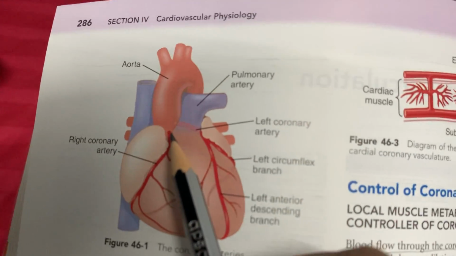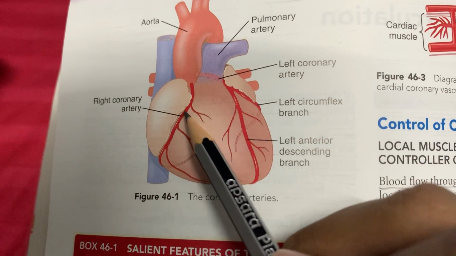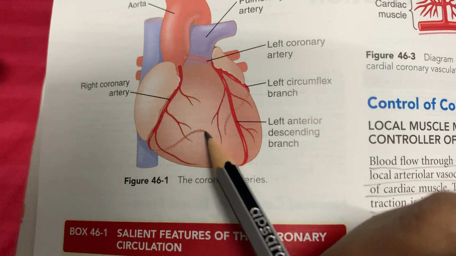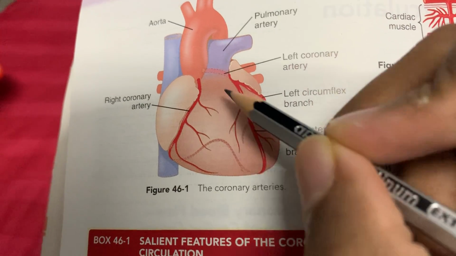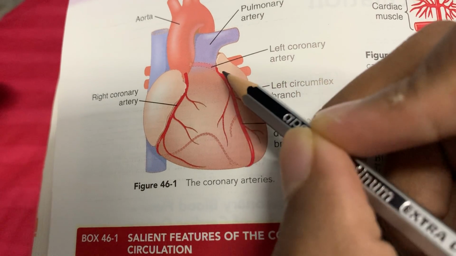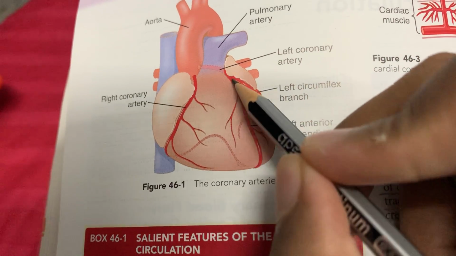This is the right coronary artery, as you can see here. It gives a right marginal branch and mainly gives the posterior interventricular artery. In most cases, this is the right predominance. There's also left predominance in some people, wherein the posterior interventricular artery is from the left coronary artery.